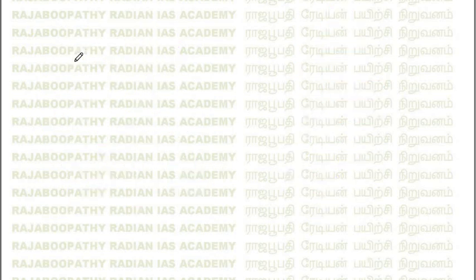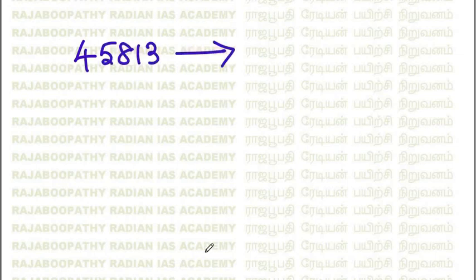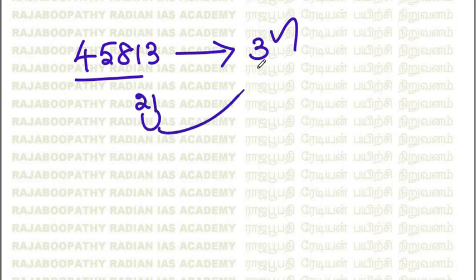Find the lucky number for this number. Verify, are you getting 3? See, 9 plus 8, 17, 18. 18 plus 3, 21. 21 means 2 plus 1, 3. So this is called root number or lucky number.